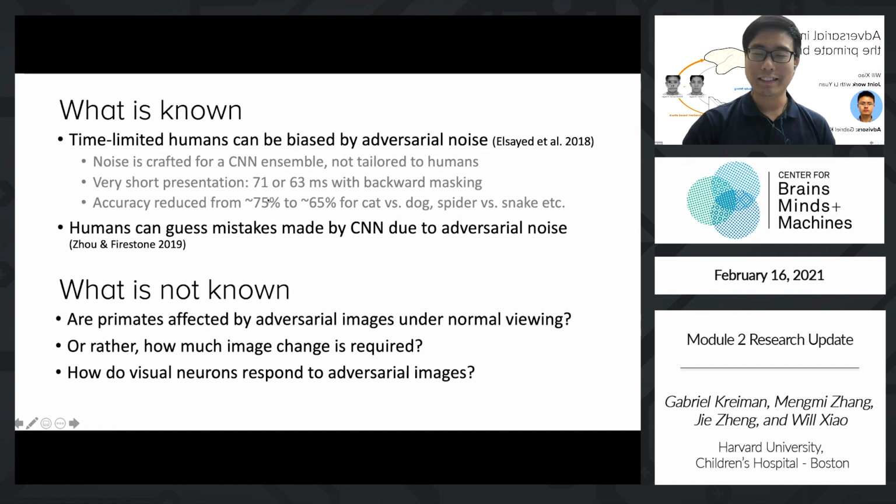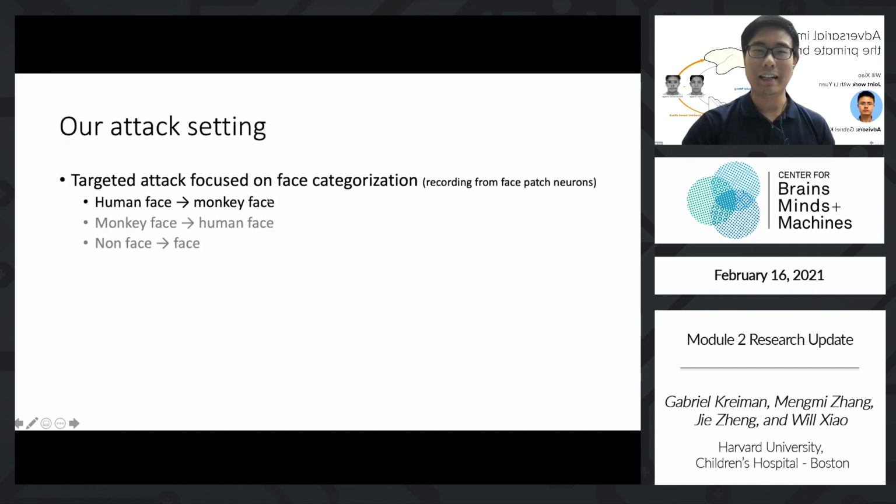So to try to address this question, here's our specific attack setting. We chose to conduct a targeted attack between human and monkey faces. And this is because we have access to face selective neurons, which are highly selective between these two categories, with clean categorization performance of about 95% from just a handful of neurons. And I will today focus on the first attack direction. We also tested the reverse direction of monkey to human and non-face to face attack. And I'm happy to show those if time permits at the end.